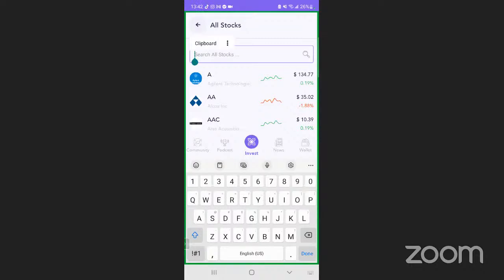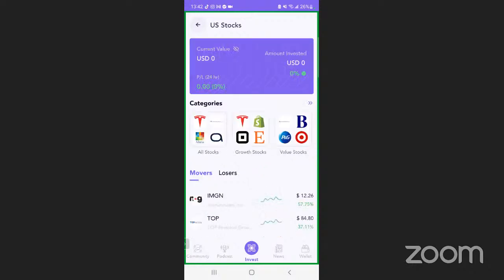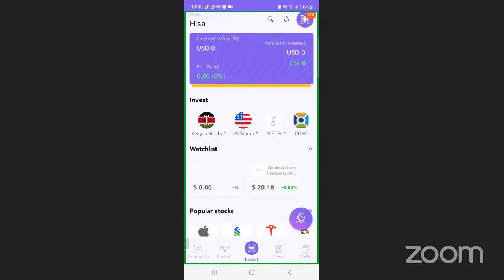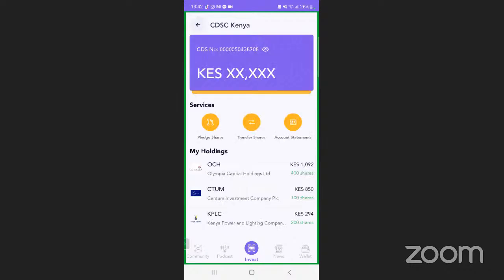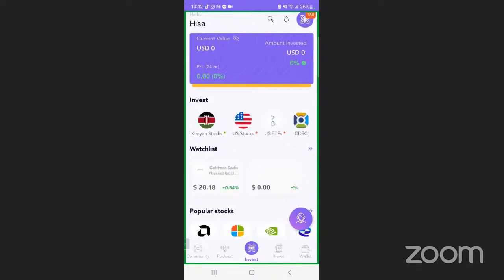under all stocks. Search for any REIT that you want, and you'll be able to find it under all the US stocks. But for the ETFs, you go to the US ETFs category. So we have not yet separated the stocks and the REITs. You can find stocks in the stocks category, ETFs in the ETFs category. And then the CDSC button is basically for guys who want to invest in Kenyan stocks and maybe don't have an account, they want to connect their CDS account with our app. So that's when you click on CDSC. So let me see your questions, guys.